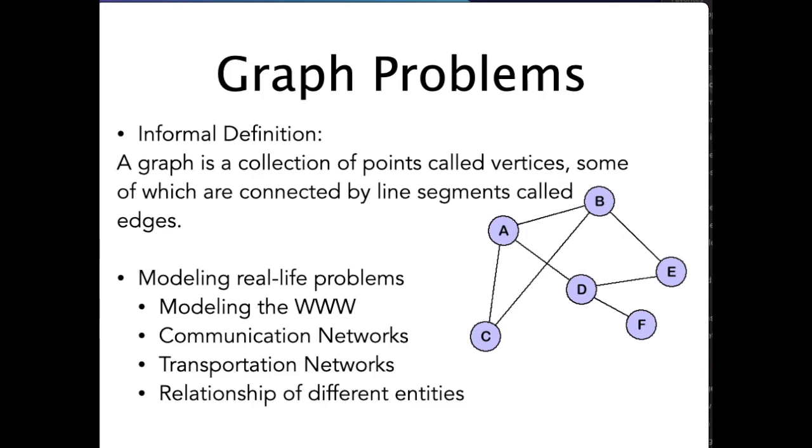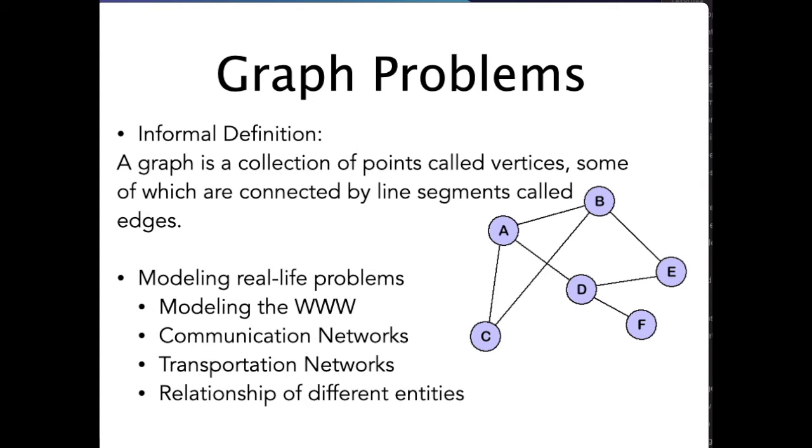Okay, since CS33 is focused on nonlinear data structures, most of the problems that we will be solving for part 3 are graph problems. Here's an informal definition of a graph. A graph is a collection of points called vertices, some of which are connected by line segments called edges. In our example here, the vertices are A, B, C, D, E, F, and the line segments are the lines connecting the vertices, sometimes represented by a pair AC or CA if it's undirected.